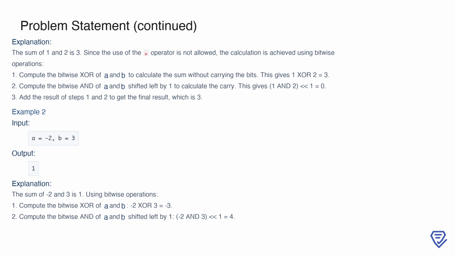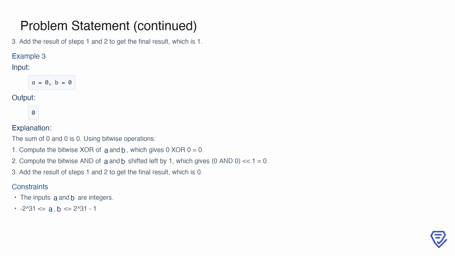Another example is when a is -2 and b is 3. Here, -2 XOR 3 gives -3, and the carry, calculated as -2 AND 3, left shifted by 1, equals 4. After obtaining the XOR and carry values, the result of adding these two gives the final sum, which is 1 in the case of -2 and 3.